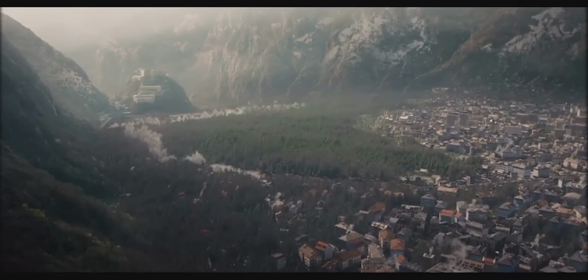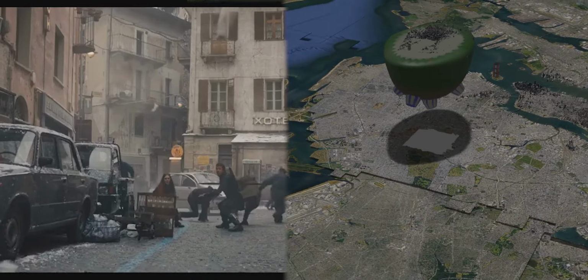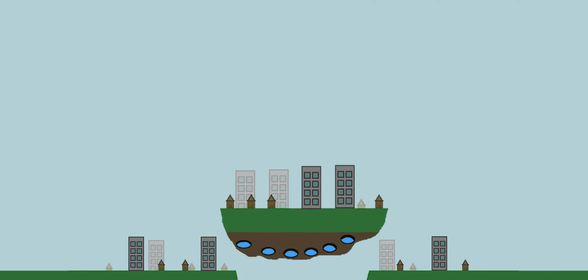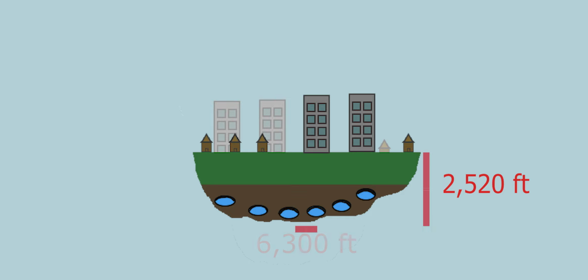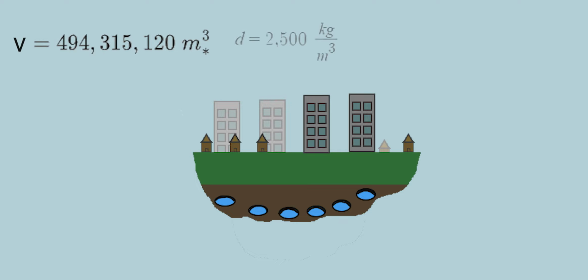The physics in the movie is unrealistic, so I will be showing what happened in the movie versus what should have happened. This is the city of Sokovia. Ultron ultimately cuts out a part of the city 6,300 feet wide and 2,520 feet deep, which makes a hemisphere. This can be used to calculate the volume of the island. By knowing the average density of Earth's crust, we can calculate the mass of the island.